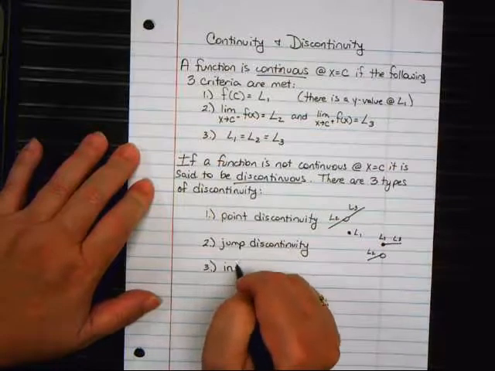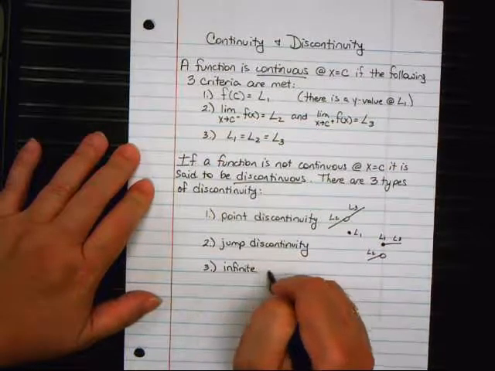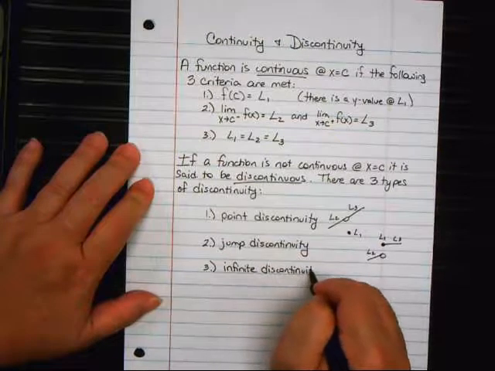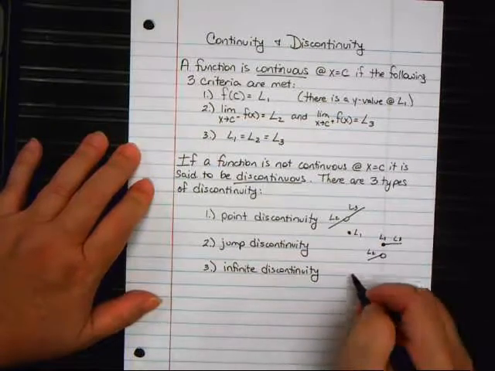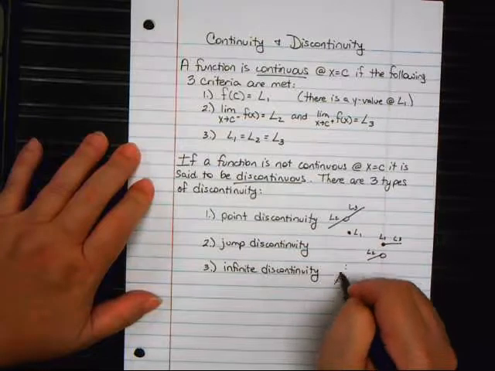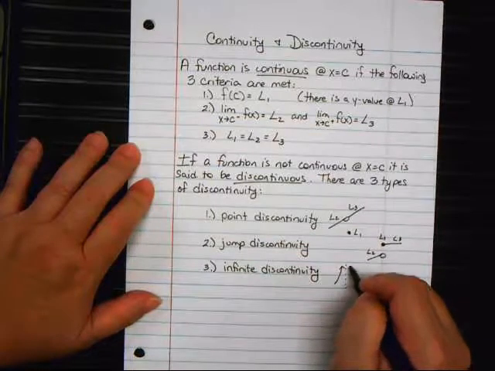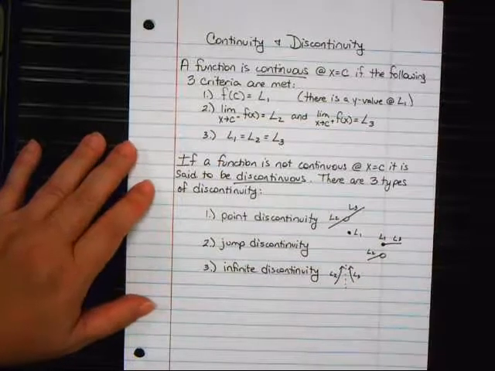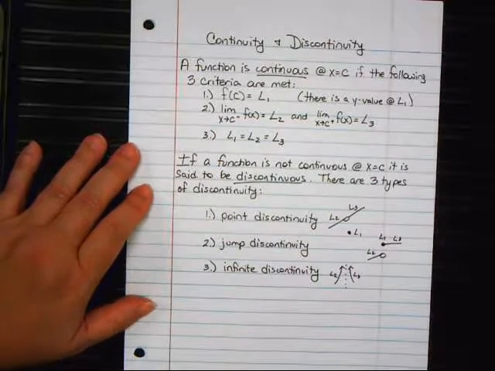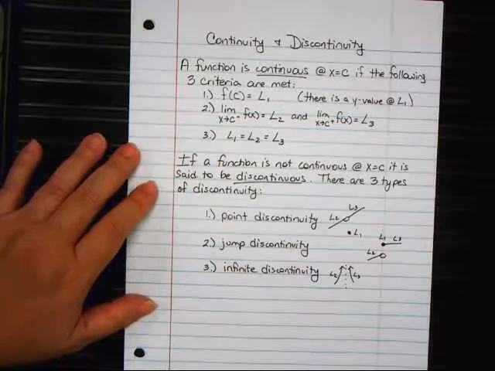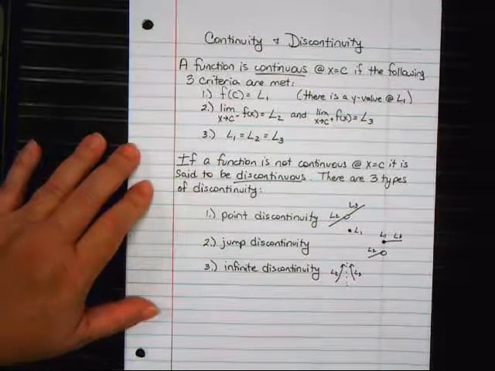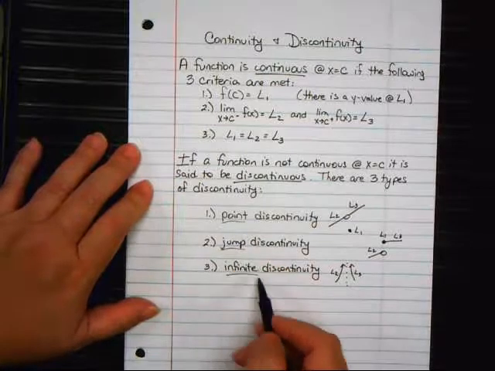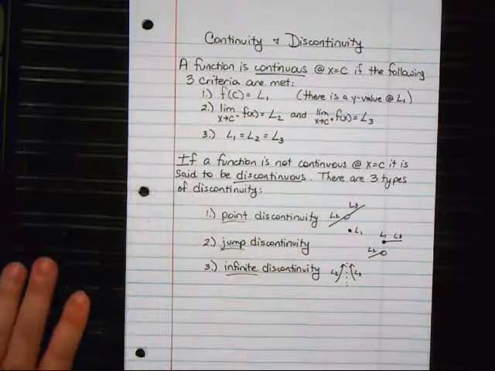And then finally, we have infinite discontinuity. And that's a situation where L2 and L3 are both going to say infinity, but there's no dot at infinity, so there's no way it can be continuous. So we have point, jump, and infinite discontinuity.